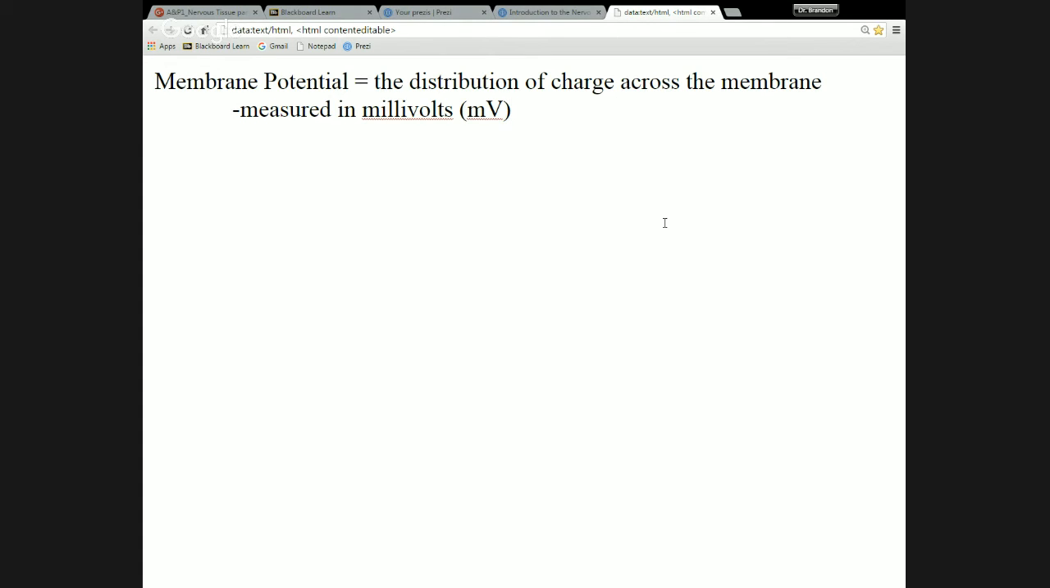And so when we say that there's a distribution of charge across the membrane, and that's measured in millivolts, that's just the charge of the battery, so to speak. So again, pretending that I'm holding a AA battery in my fingers, what charge is associated with that type of battery? How much charge is stored in an AA battery?